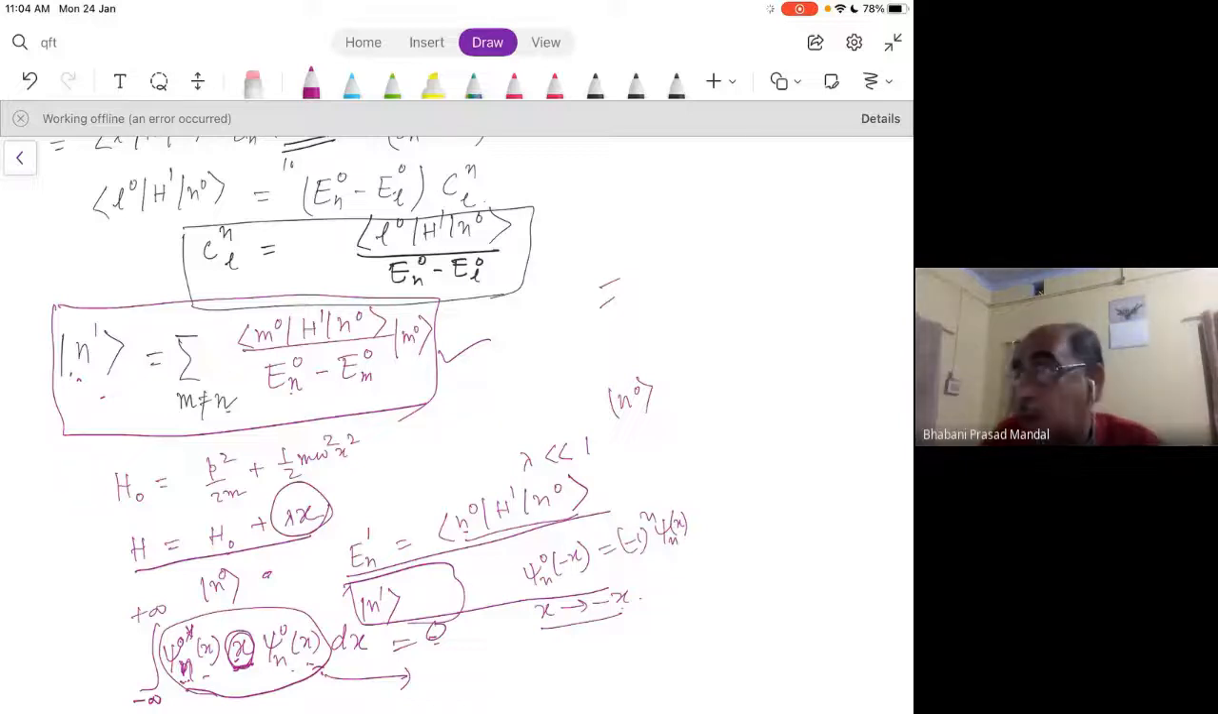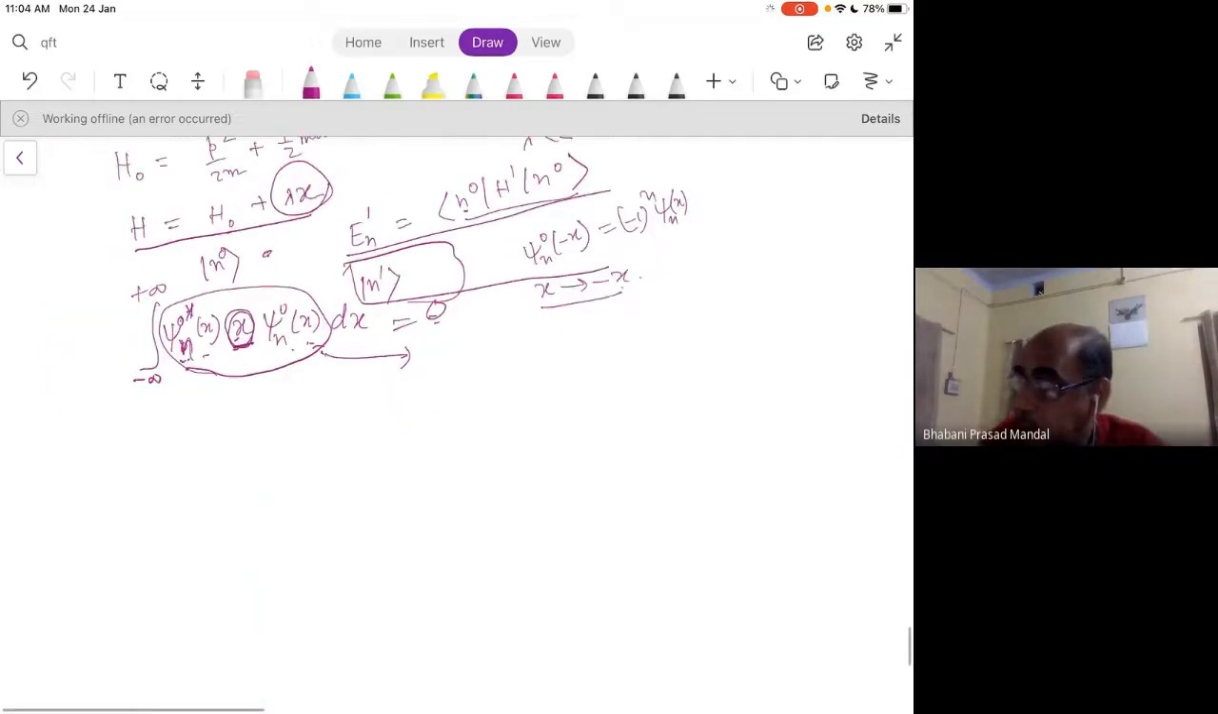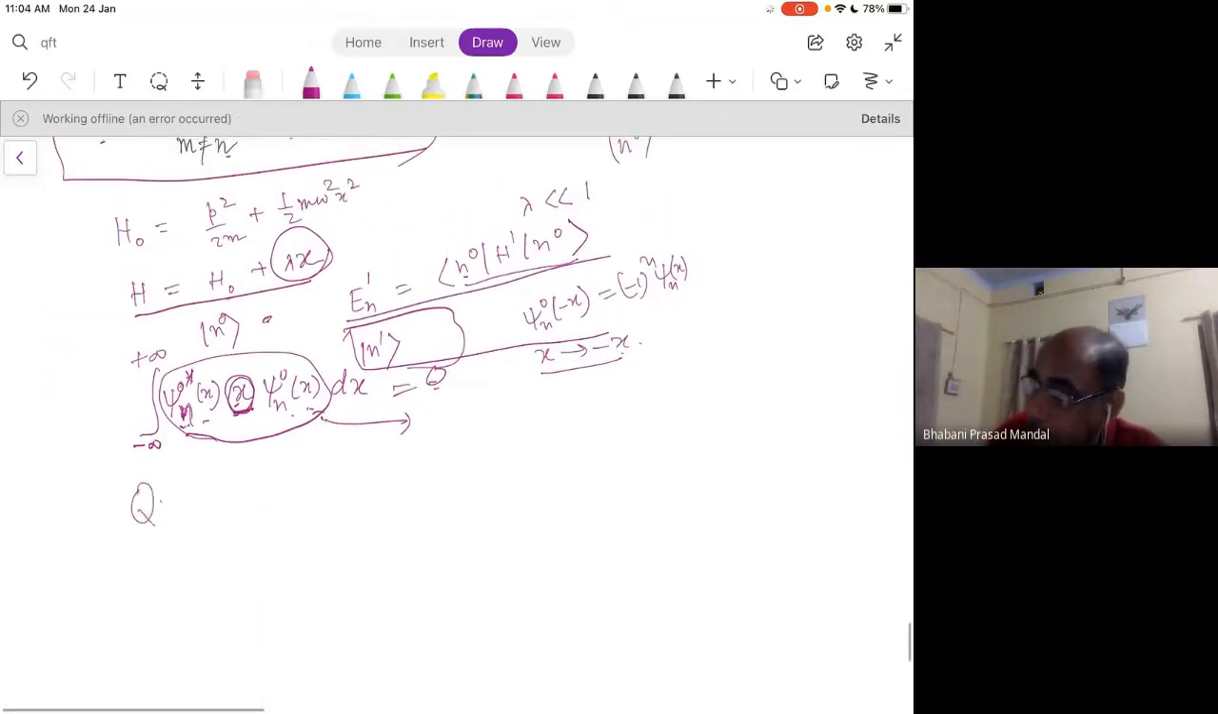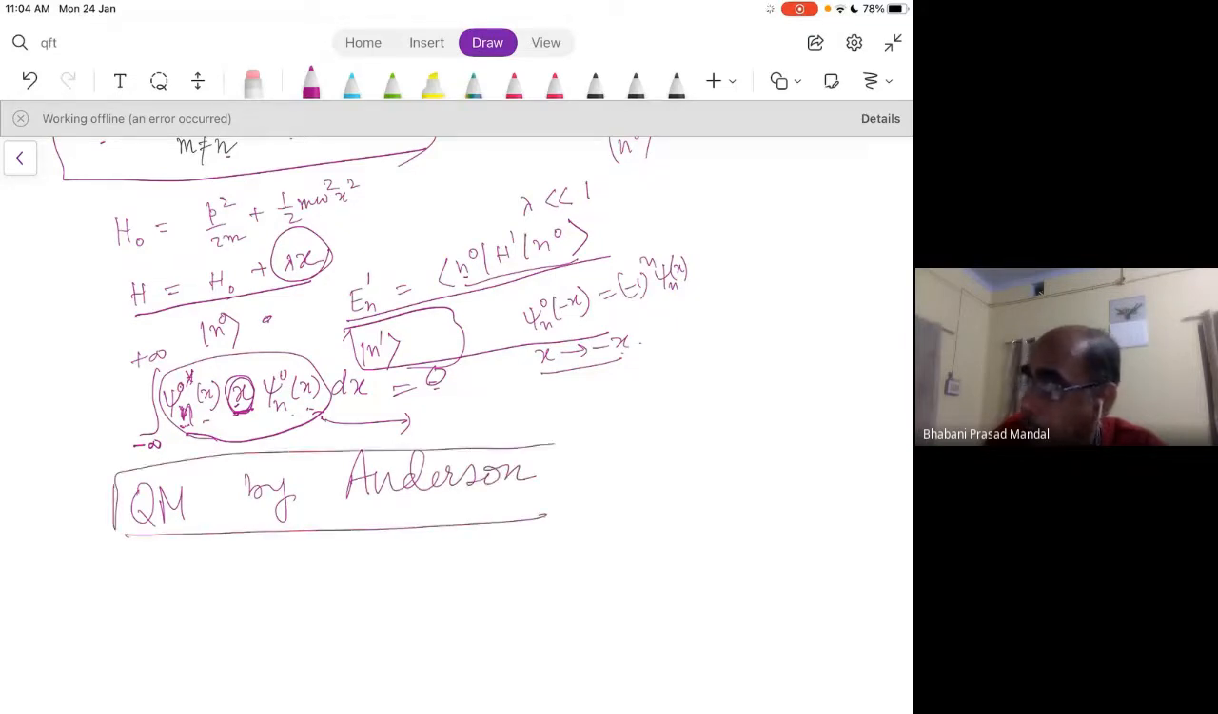This is very simple, and somebody was asking about the book. I think you can follow Arthur Beiser, or there is an old book I followed, which is called Anderson. Let me write: quantum mechanics or modern physics by Anderson. But I generally don't follow books nowadays. I just write from my knowledge.